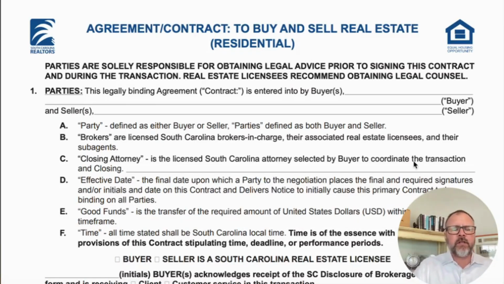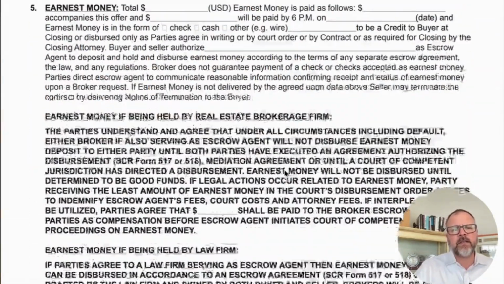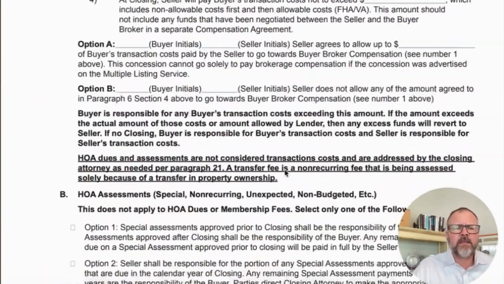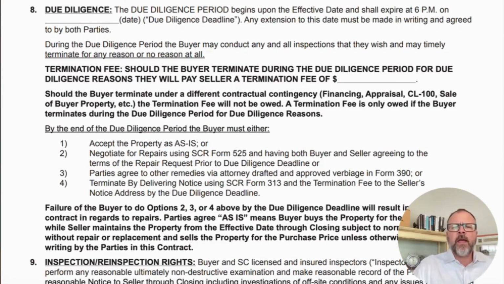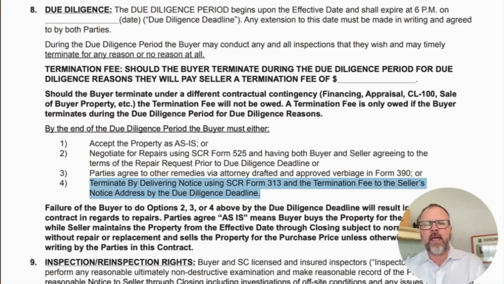So termination, the proper way to do it, is first addressed in Section 8 of the contract. And in Section 8 of the contract, it specifically marks out the due diligence period. And the most important thing is that a termination to exist as one of the options is right here in this part that I'm about to highlight. It says you can terminate during due diligence by delivering the SCR Form 313, which we're going to take a look at, and the termination fee to the seller's notice address by the due diligence deadline.